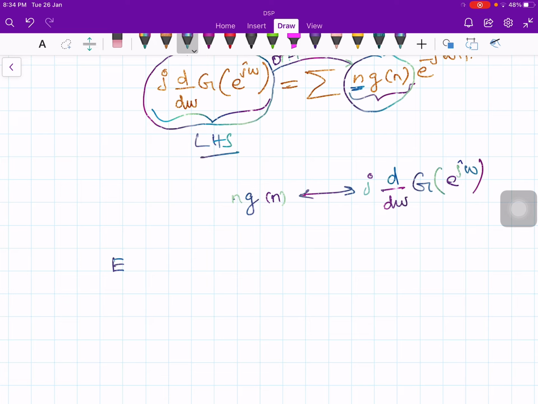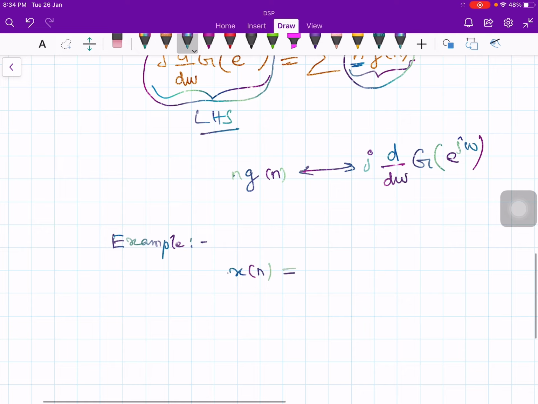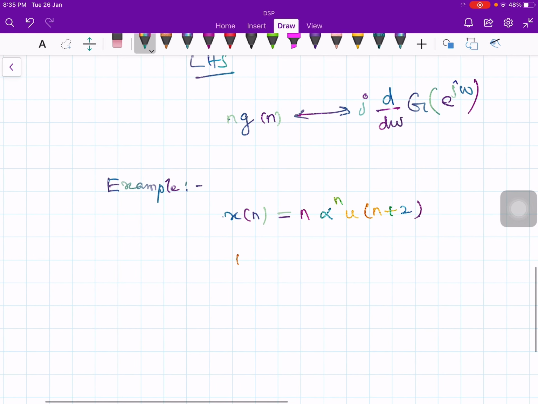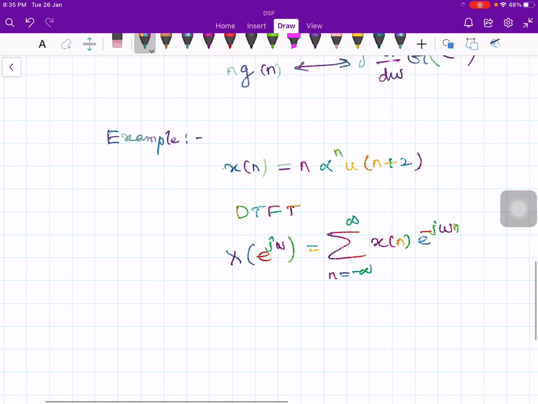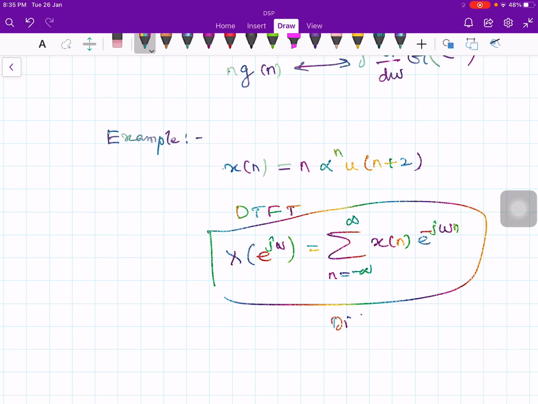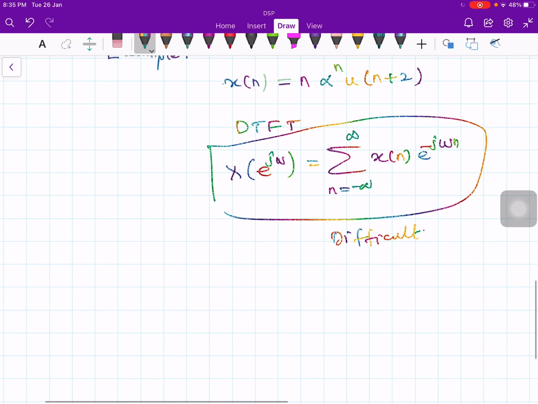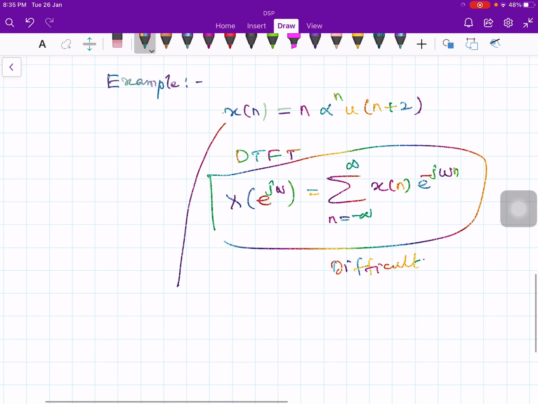Now let's take an example. x of n is equal to n times alpha to the n times u of n plus 2. How do you find the DTFT of this? If you go by the conventional formula, X of e to the j omega is the summation of x of n times e to the minus j omega n, but this is not as easy as using the properties. You can do it, but it is a time consuming process. So instead, you can straight away use the properties and find the result.